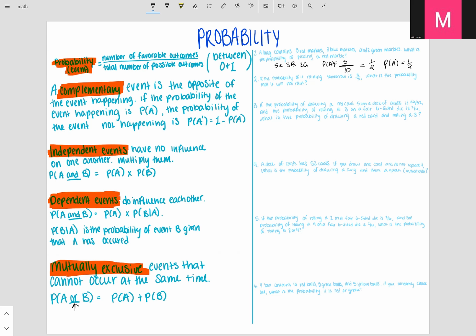Number 2, if the probability of it raining tomorrow is 3/5, what is the probability that it will not rain? So this is an example of a complementary event. So we're going to say P of A prime equals 1 minus 3/5, which equals 5/5 minus 3/5, which equals 2/5.